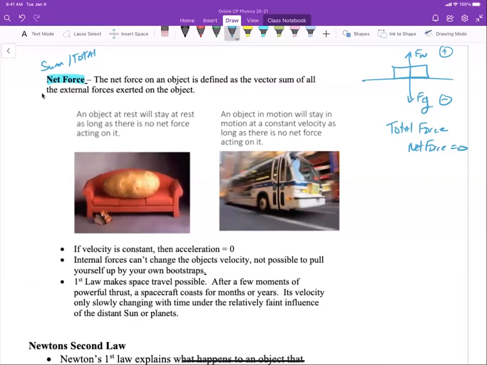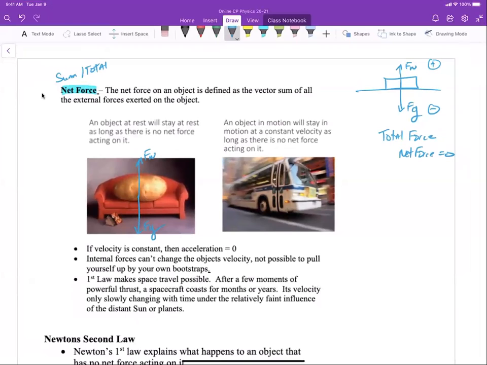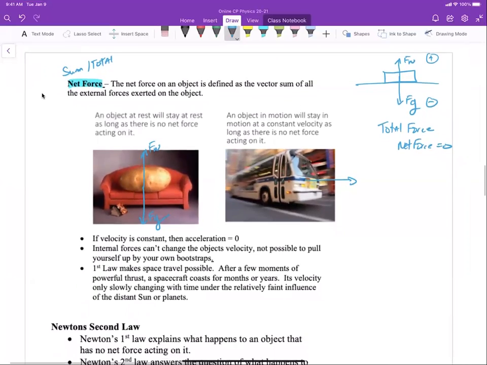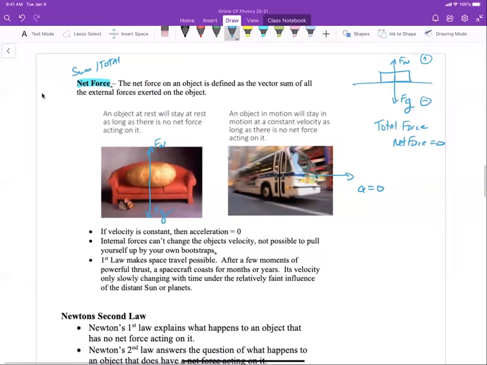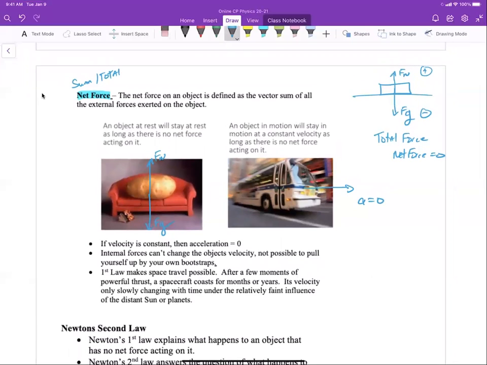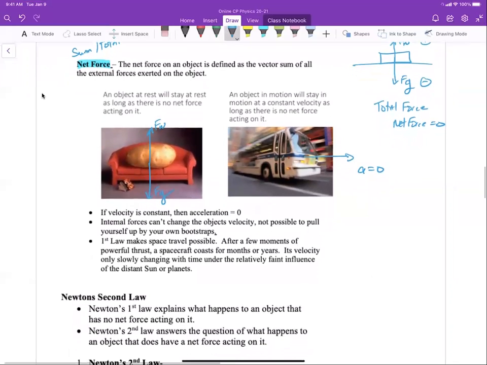So you can think of a couch potato. This potato has a force pushing upwards on it, and it has a force of gravity pulling downward on it. And if I had a bus that was traveling along the road and there was no net force on it, it would continue at the same speed with no acceleration. The acceleration would be equal to zero if the forces on it added up to zero. So the net force is the total force. In the case that I showed you over here, I had two forces: the normal force and the force of gravity. They equal each other and they cancel each other out.